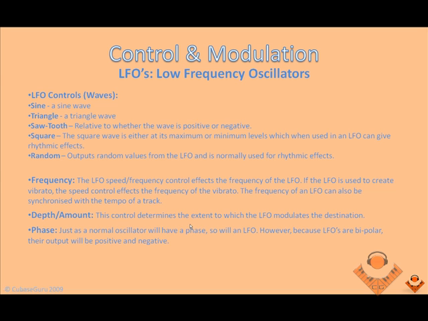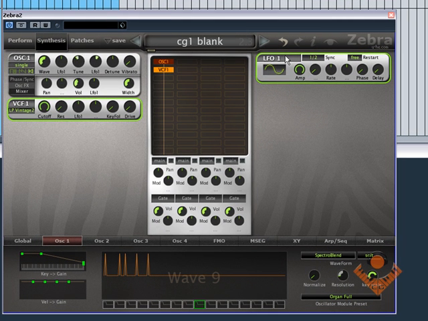Depth or amount. This control determines the extent to which the LFO modulates the destination. And phase. Just the same as a normal oscillator will have a phase, so does the LFO. However, because an LFO is bipolar, their output will be positive and negative. Let's have a look. Okay, in this case, I guess the amp control is the depth and amount. So if I take the amp right off, nothing. You can hear it getting deeper and deeper and deeper.